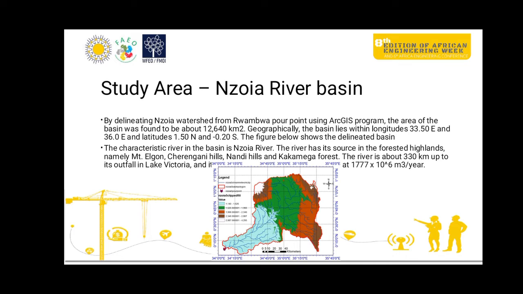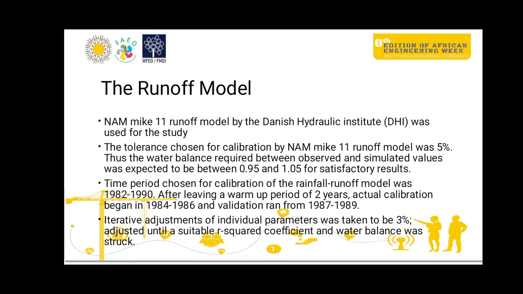So the study area is the Nzoia River Basin. I think this is straightforward. The river is about 330 kilometers up to its outfall, and its area is around 1,777 times 10^6 meters cubed per year, and the physical location in terms of coordinates is shown.